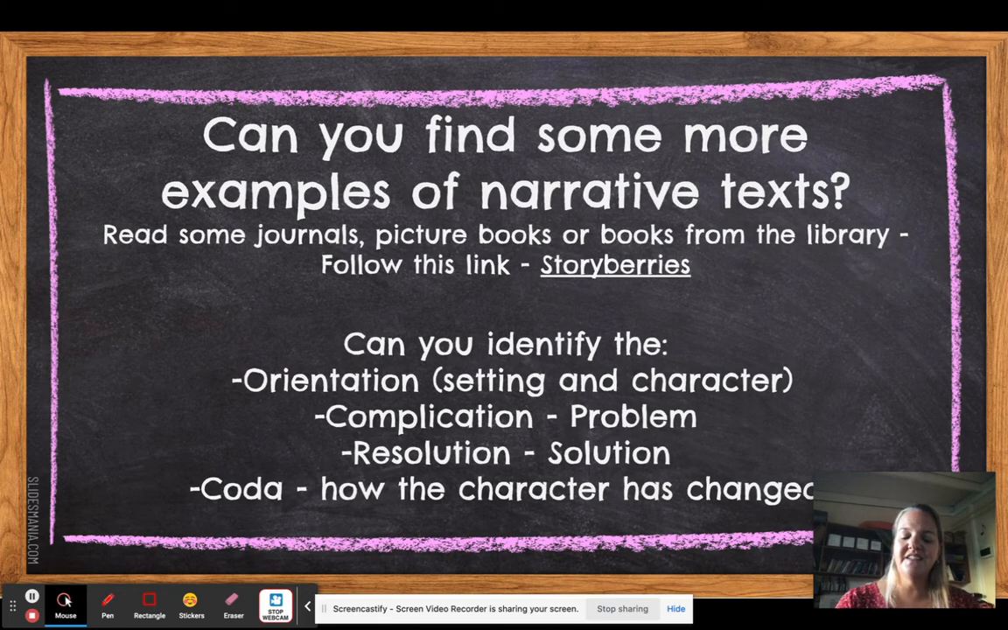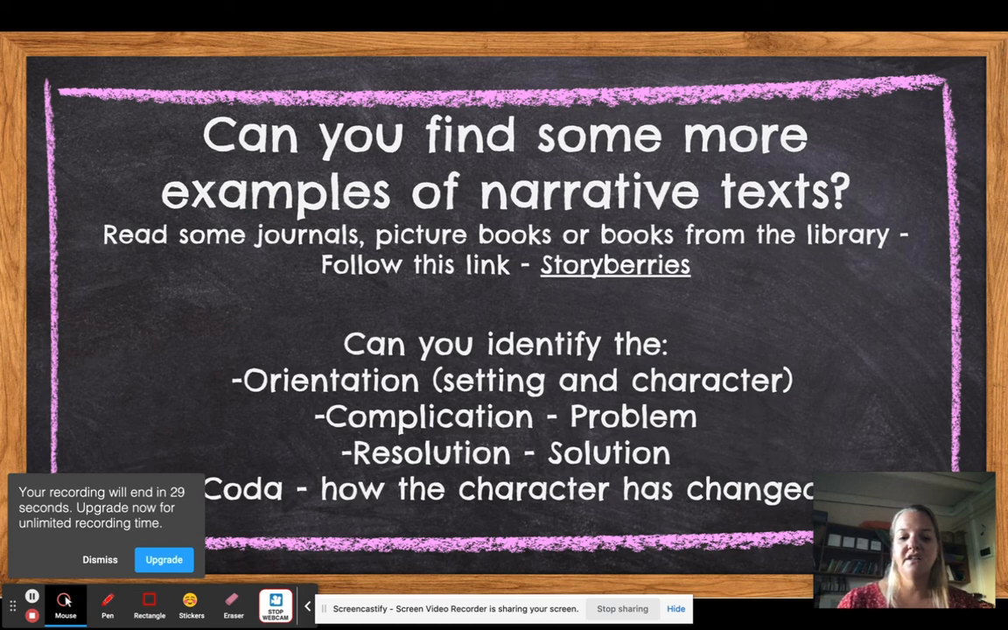Right, and this is your activity. Can you find some more examples of narrative text? Read journals, picture books. You can click on that link and go to Storyberries. And with each text that you read, can you identify the orientation, the complication, the resolution, and possibly the coda as well? Write it down in your reading books. And if you're at home, take a picture and send it through to us. Otherwise, come and show us if you're at school.